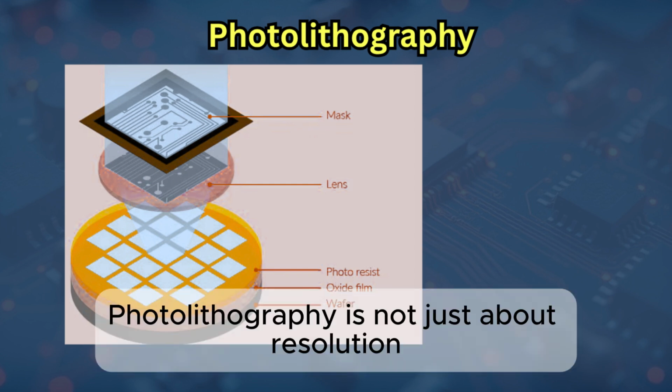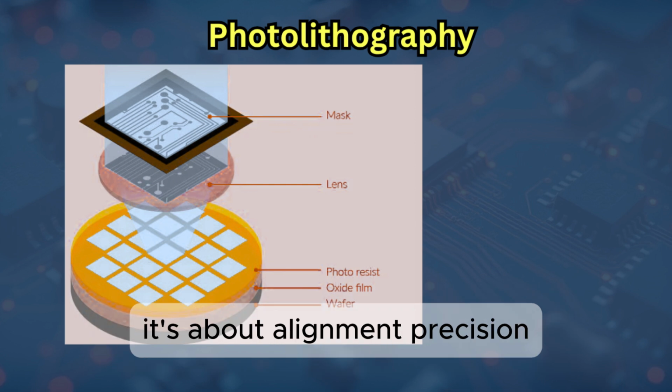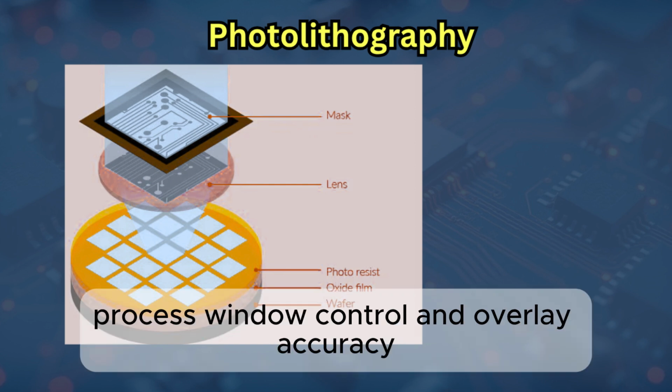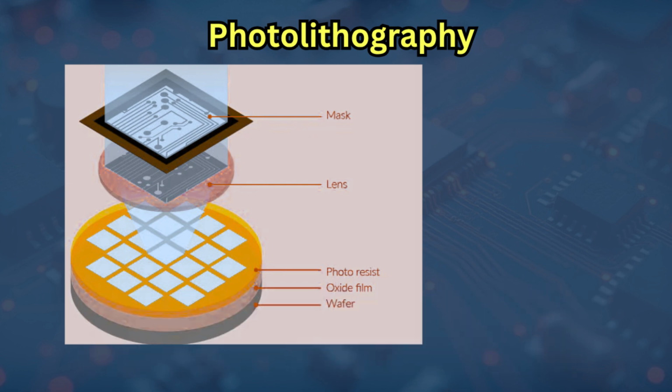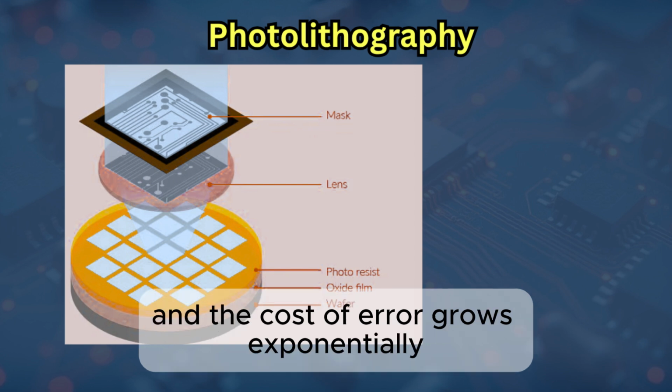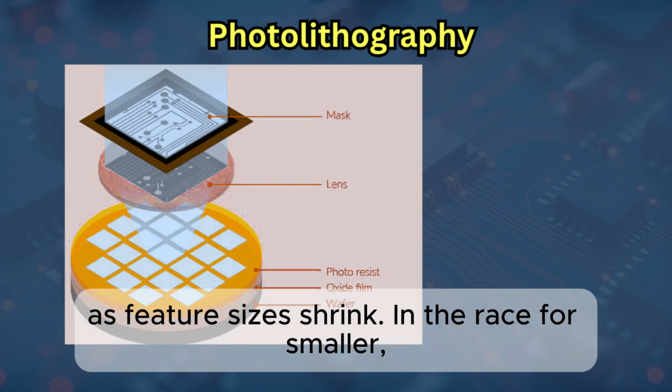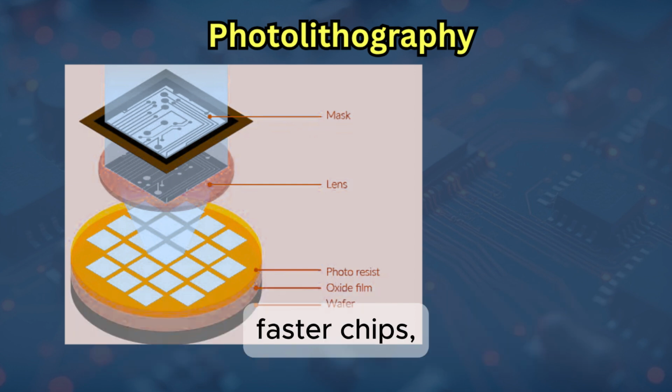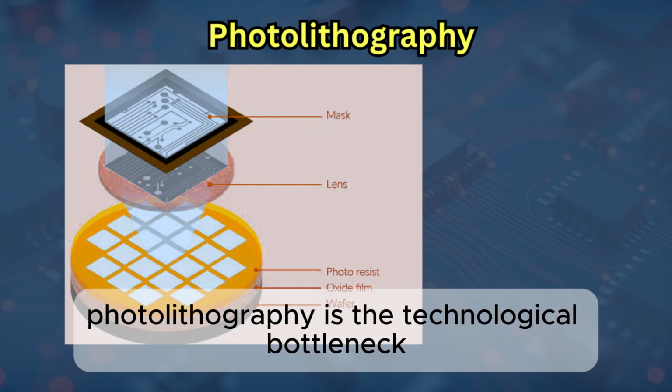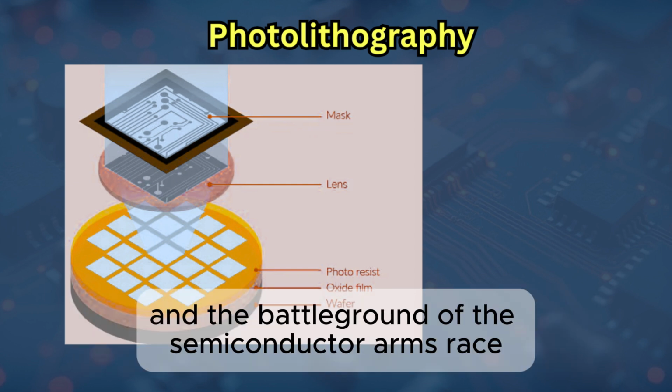Photolithography is not just about resolution. It's about alignment precision, process window control, and overlay accuracy. Every nanometer matters, and the cost of error grows exponentially as feature sizes shrink. In the race for smaller, faster chips, photolithography is the technological bottleneck and the battleground of the semiconductor arms race.